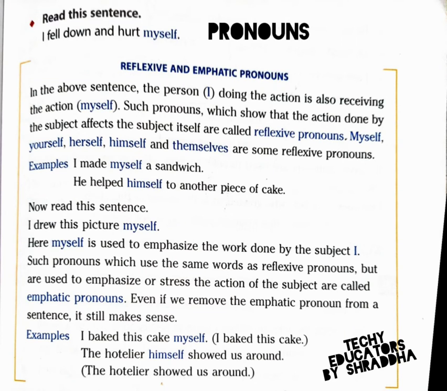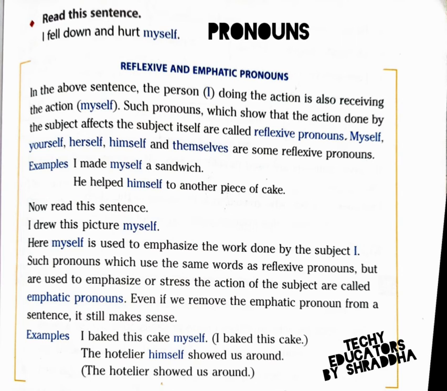Hello everyone. Today we will start with reflexive and emphatic pronouns. Read this sentence: I fell down and hurt myself. In the above sentence, the person doing the action is also receiving the action. I, myself. Children, you can see I fell down and hurt myself.